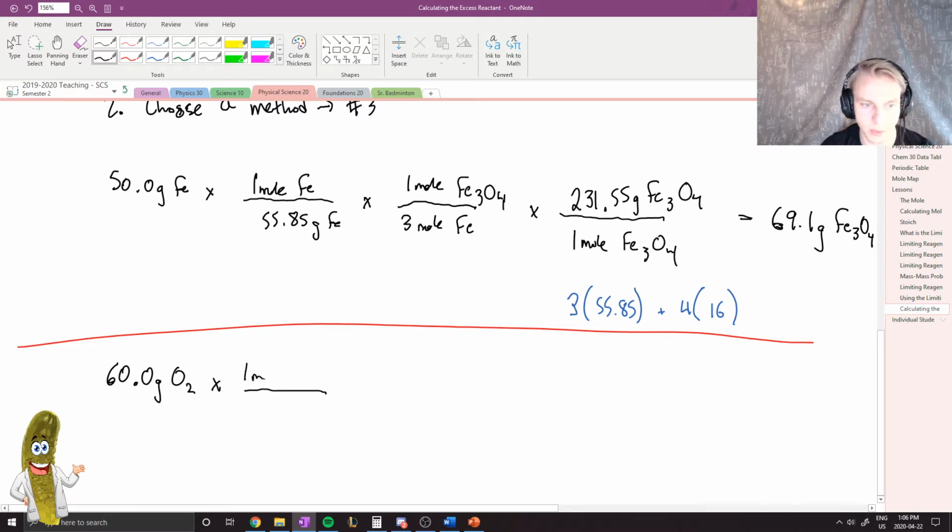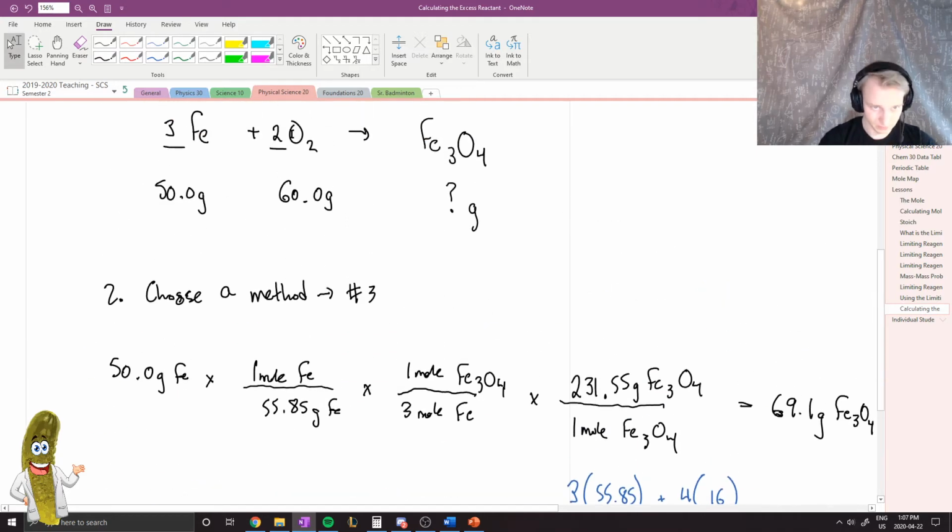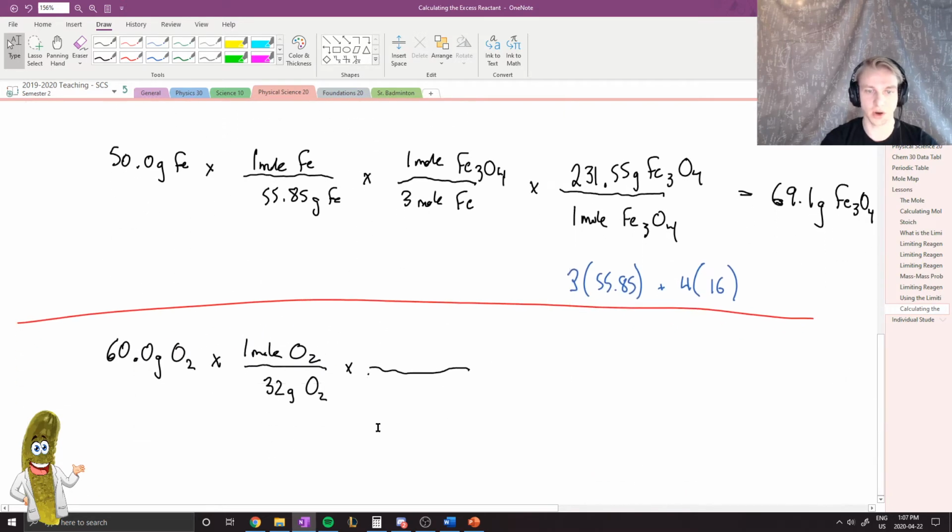Again, I'm going to use my molar ratio based on the molar mass here. Oxygen has a molar mass of 16. 16 times 2 gives me 32 grams of O2 for every 1 mole. I'm going to use my molar ratios from the balanced chemical equation. And that was that we had 2 moles of oxygen for every 1 mole of Fe3O4.